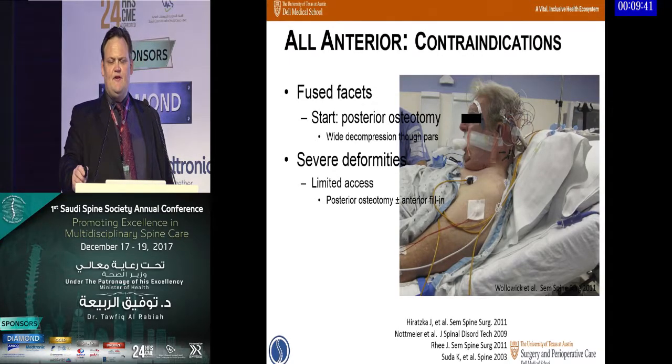And sometimes after a previous ACDF, the facets will have gone on to fuse, and sometimes they won't, but it's important to understand that. In patients that have fused facets, you want to start with a posterior approach to osteotomize those facets before attempting an anterior reconstruction.